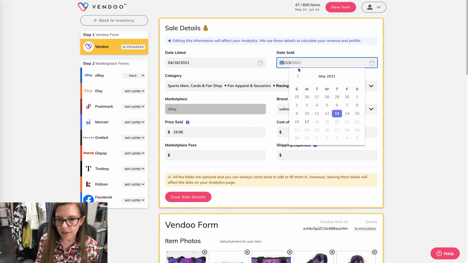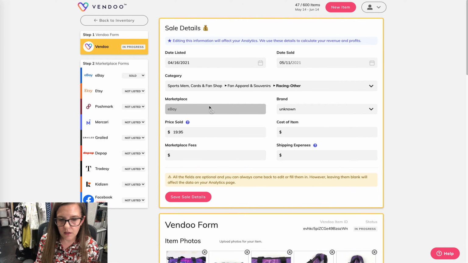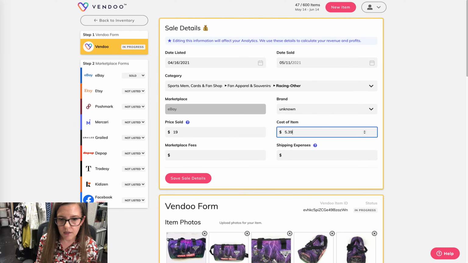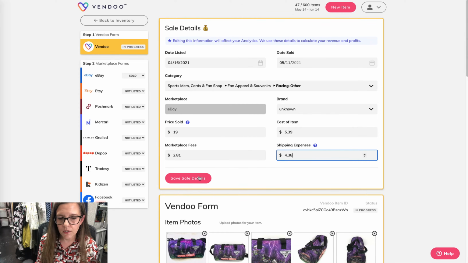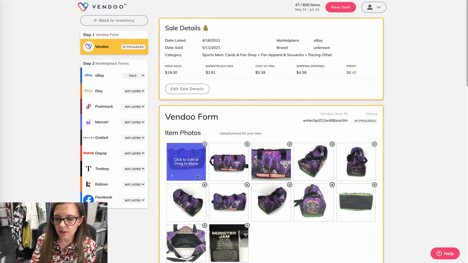Okay, this sold on the 11th, May 11th, on eBay for $19. Sold for $15 plus $4 shipping. Cost of the item was $5.39 and the marketplace fees were $2.81. Shipping cost us $4.38. Now see, when I can do these receipts, I can look at that and say, oh, we only charge $4 for shipping. I need to up my shipping prices. Our first class is at $4 right now and it needs to be closer to $5.